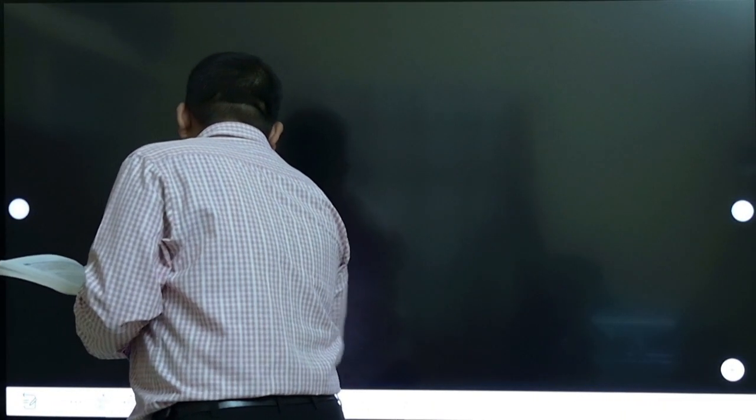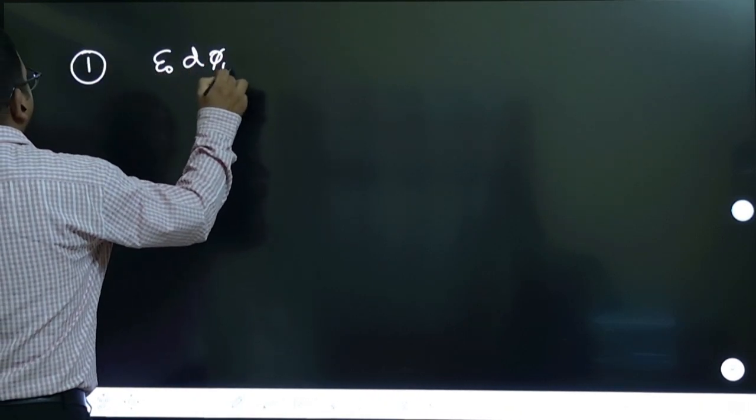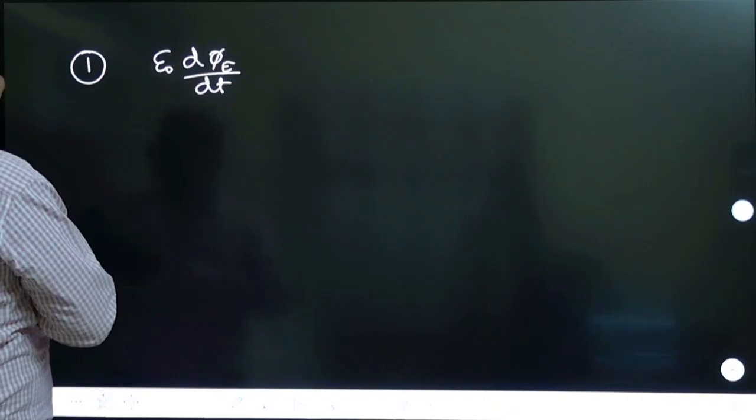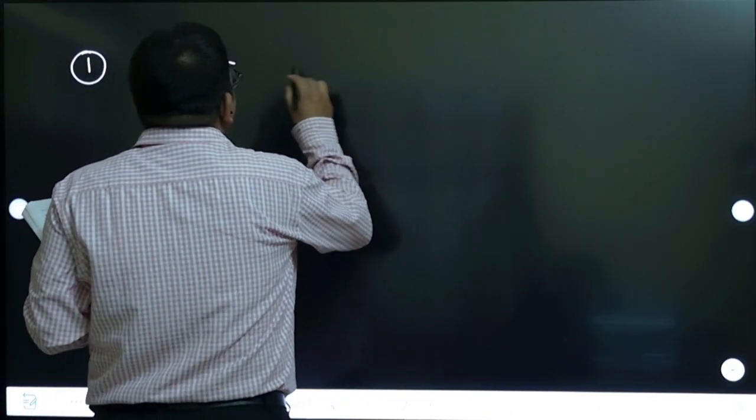This book I have already mentioned in the class also. It's a good book, but let us discuss that question here also. So that question is, what is the dimension of epsilon naught d phi E by dt. This expression is given, and they are asking what is its dimension formula.